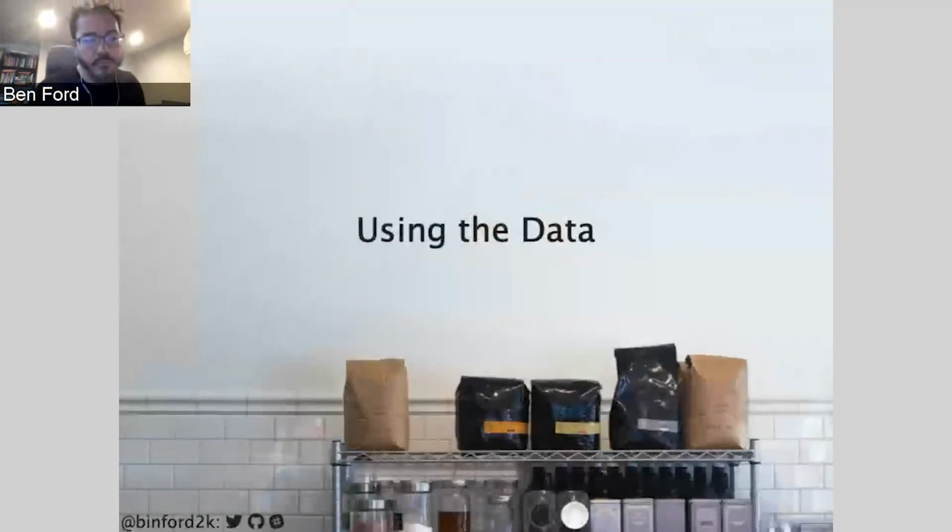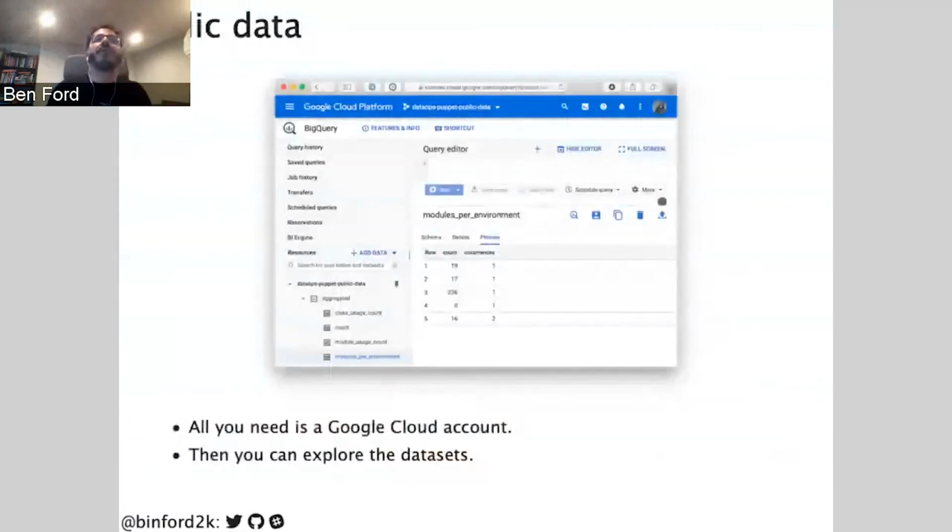So now, how do you use this? Pretty straightforward. All you need is a Google Cloud account, and then you can click through and explore that data set. Here is a representation of what one of the tables in that data set looks like. It's just a list of the environments and how many environments a particular node has. You see in this example, we have one extreme outlier that has 236 environments, but most nodes are on the order of just a handful.